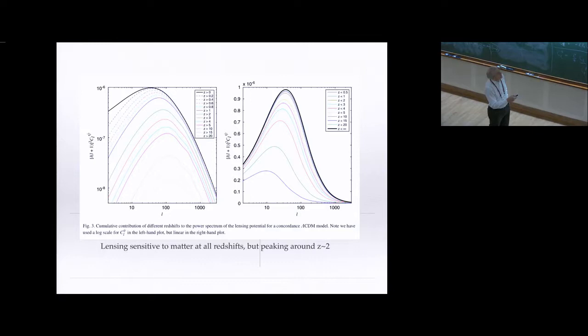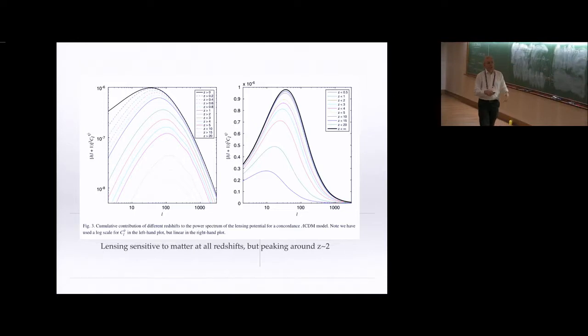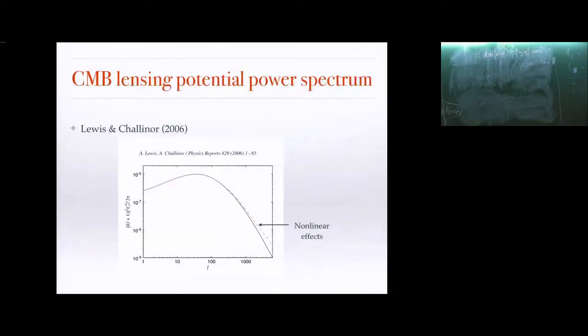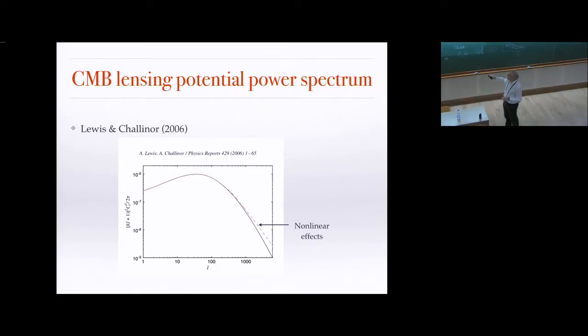The contributions from different redshifts to the overall power spectrum of the potential at the last scattering surface are shown here, and the bulk of the effect is coming from redshift 2. It depends on which mode you look at, but it's probing slightly higher redshift. So one advantage is that the field is rather more linear at higher redshift, so one needs to worry less about the nonlinear evolution of the density field.